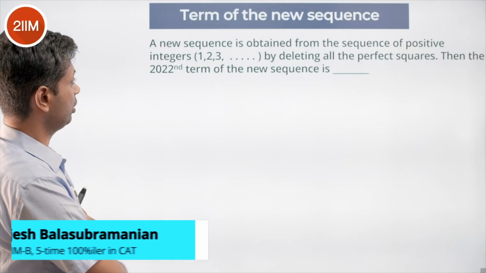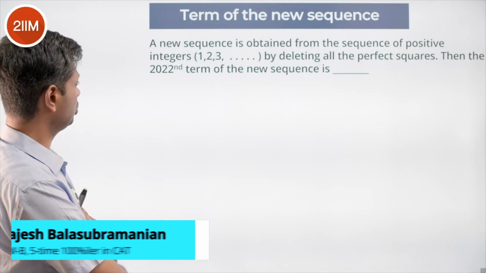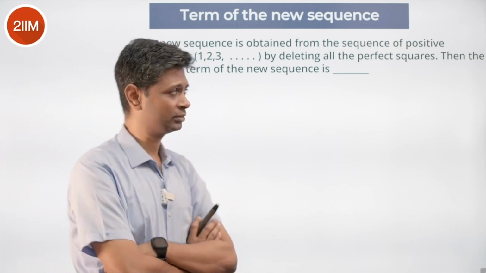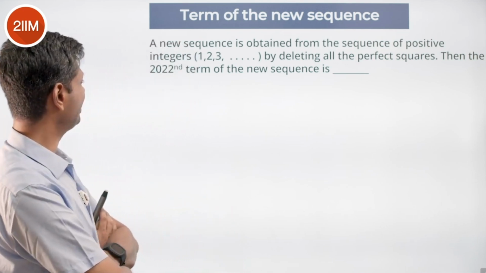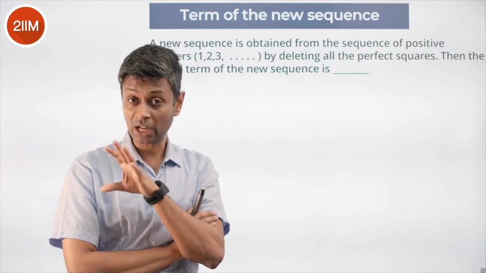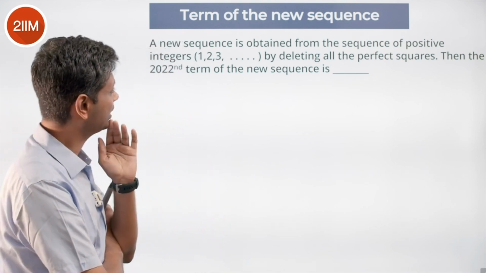A new sequence is obtained from the sequence of positive integers 1, 2, 3, 4, 5, 6, 7, 8, 9, 10 by deleting all the perfect squares. In the 2022nd term of this new sequence, 2022nd is an awfully large number. We need to find that number.